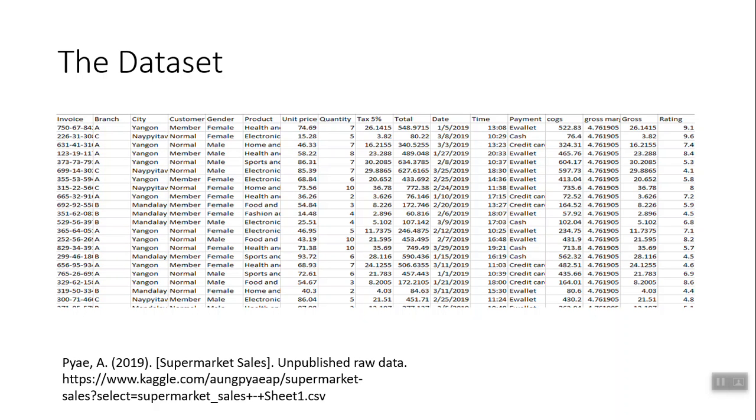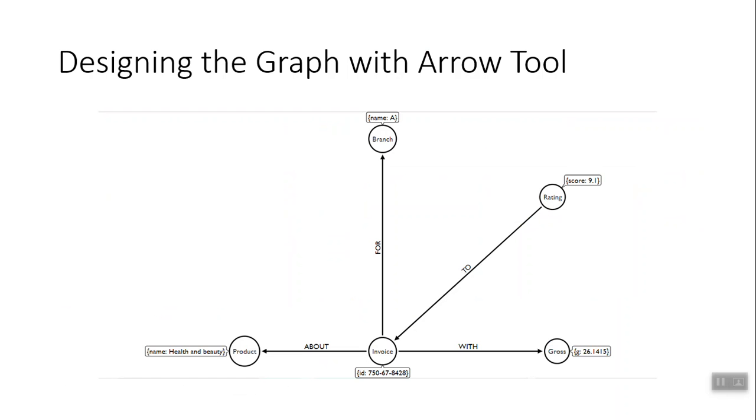So here is the data set, a little snapshot preview of the data set. So designing the graph with the arrow tool. I utilized the arrow tool to map out how I wanted my graph to look. And this is what I came up with. 5 nodes and 4 relationships. The nodes being branch, product, invoice, rating, and gross, standing for gross income, all being tied in some way or related to invoice because the invoice has a unique invoice ID.